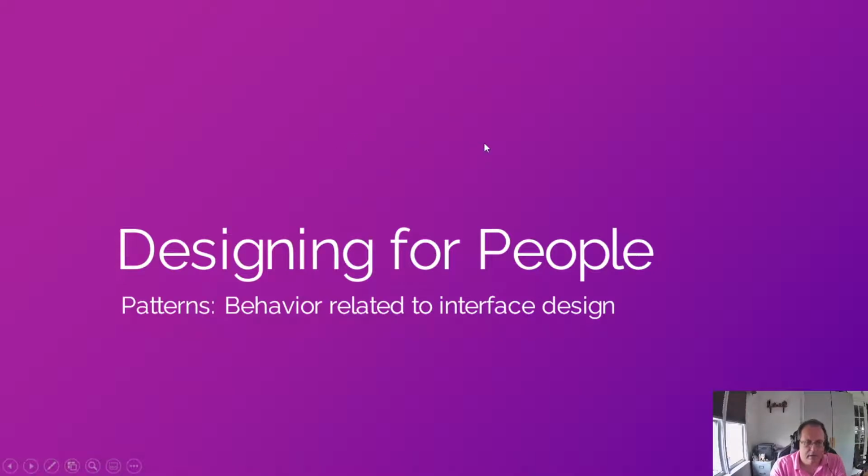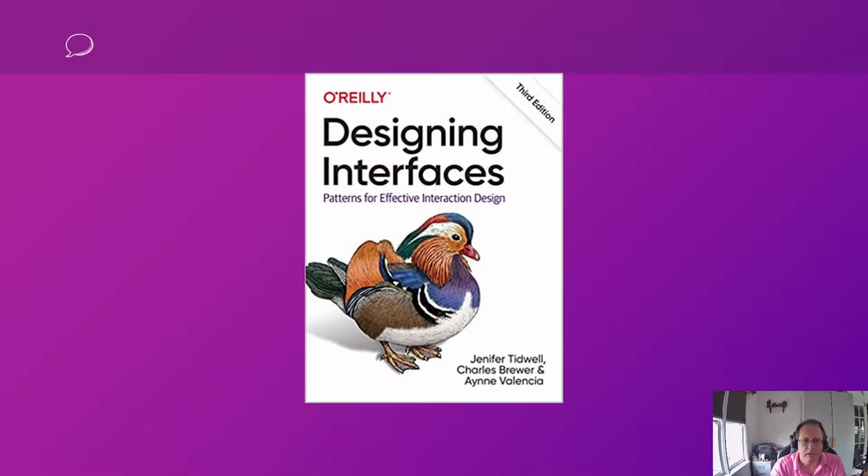Hi, today we're going to talk about designing for people. We're taking a look at patterns that people follow whenever they interact with technology. This information is coming from Tidwell, Brewer, and Valencia's fantastic Designing Interfaces book, 3rd edition. This book is really good at teaching non-designers designing patterns and design strategies.